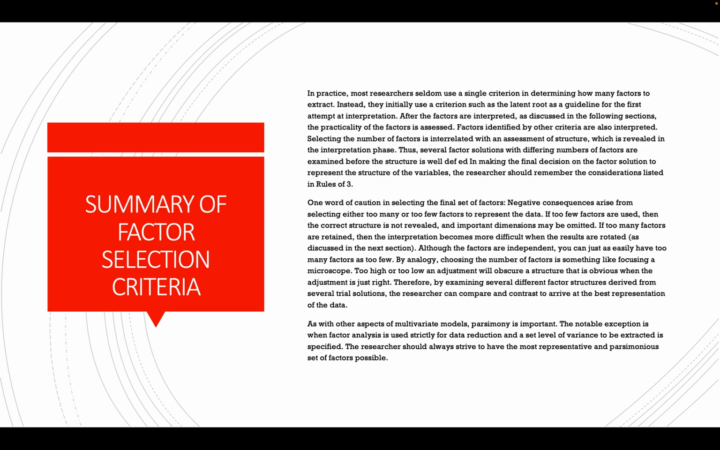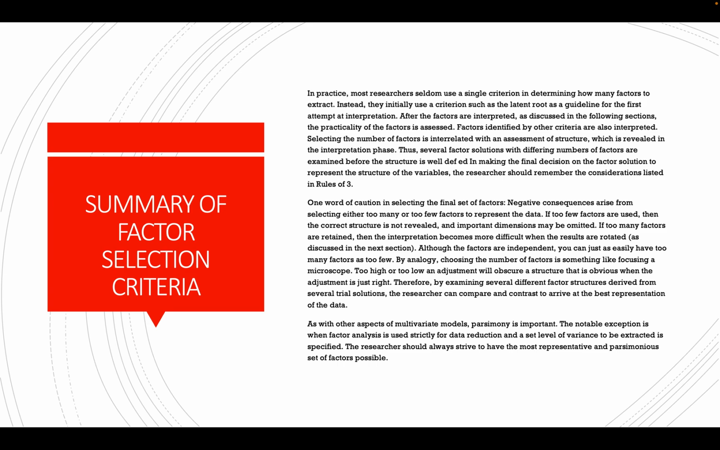Although the factors are independent, you can just as easily have too many factors as too few. By analogy, choosing the number of factors is something like focusing a microscope too high or too low. An improper adjustment will obscure a structure that is obvious when the adjustment is just right. Therefore, by examining several different factor structures derived from several solutions, the researcher can compare and contrast to arrive at the best representation of the data.